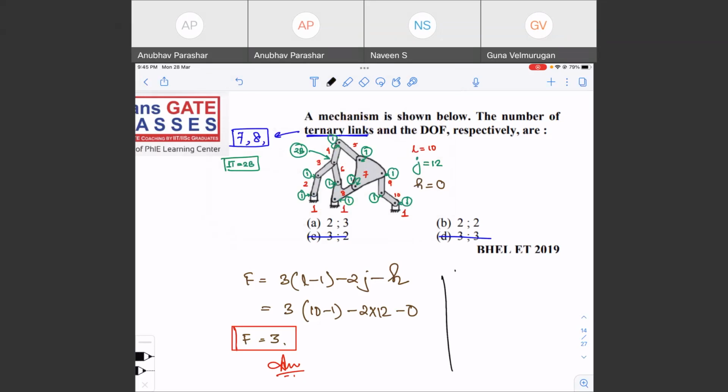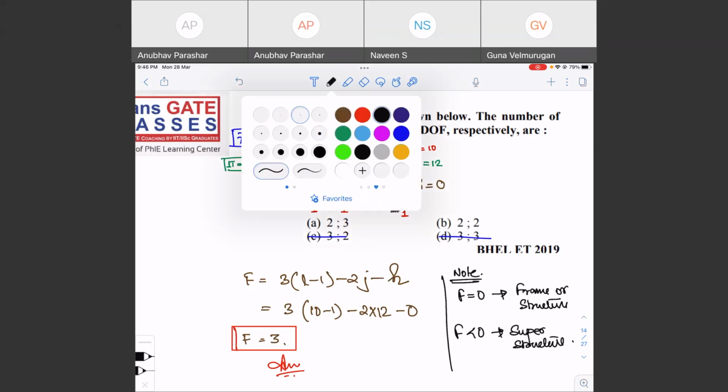Now, let me give you a short note. If degree of freedom is equal to 0, then it is known as a frame or structure. It will not have any motion. If degree of freedom is smaller than 0, it will be known as a superstructure. The strength of a superstructure is more than that of a structure.